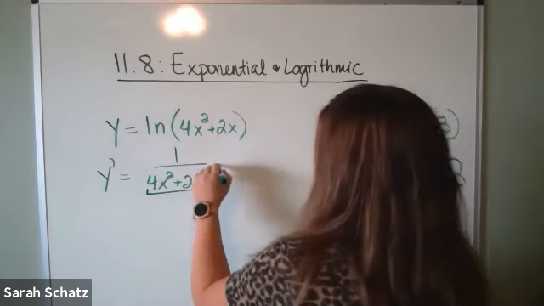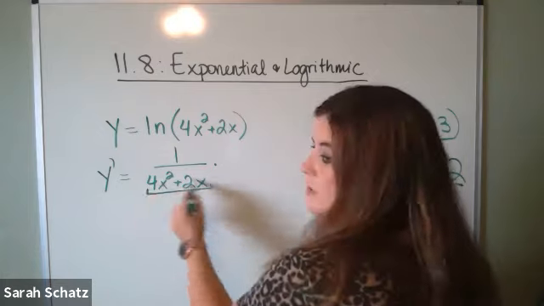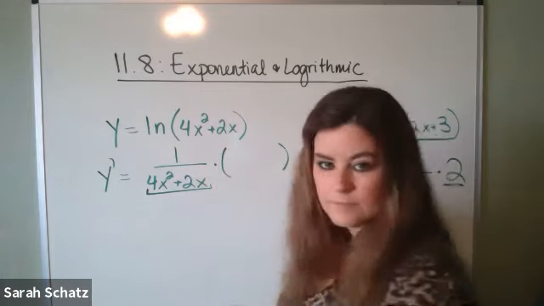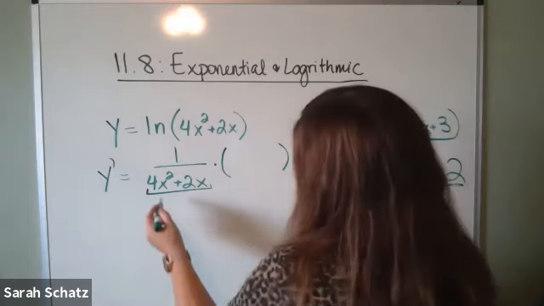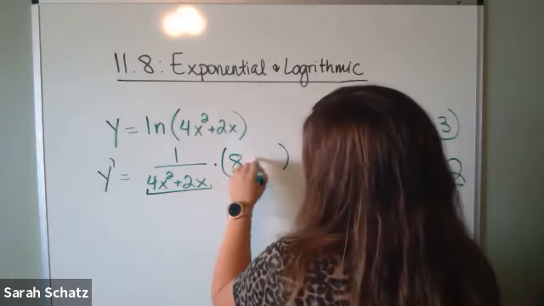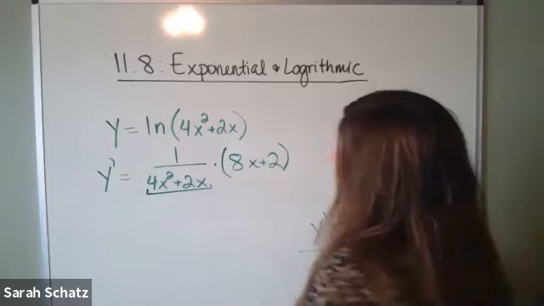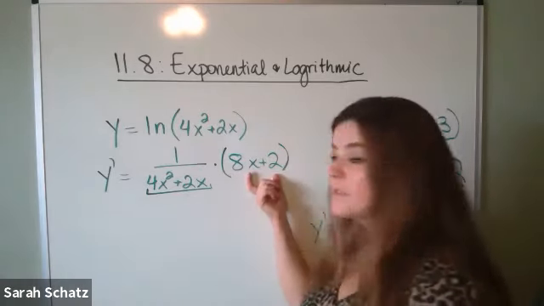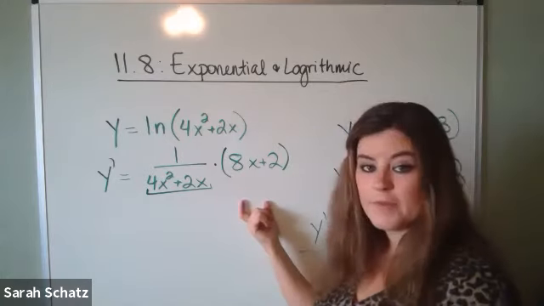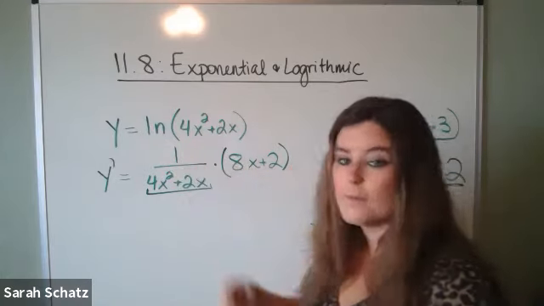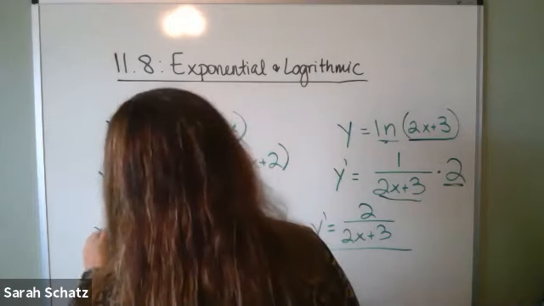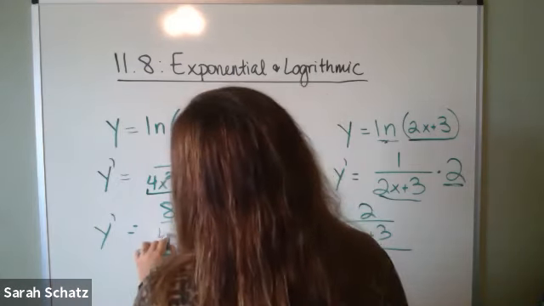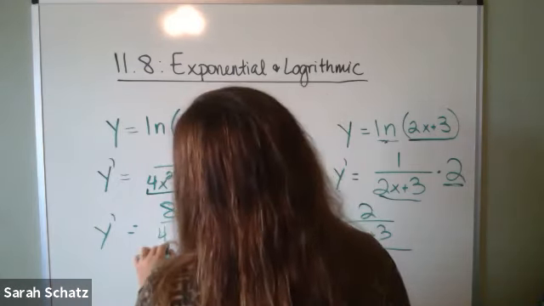So let's do that. This is going to have multiple terms in the derivative, so you do need to parentheses it, group it. The derivative here is going to be 8x plus 2. So what do I do with that? Remember, this is multiplied. It's not on the bottom of a fraction. It goes on top. So you can absolutely write this as 8x plus 2 over 4x squared plus 2x.